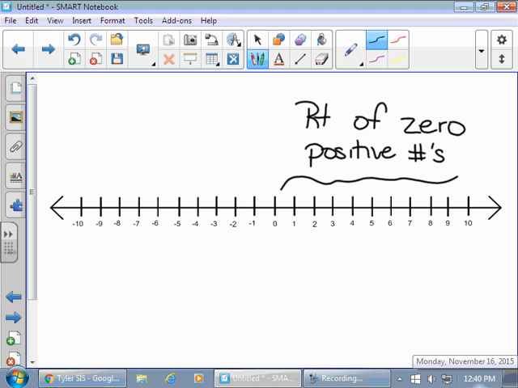And now, these are steps away from 0. So, the first step is going to be 1 step away from 0. And then 2 and 3. So, we're going to count out away from 0.